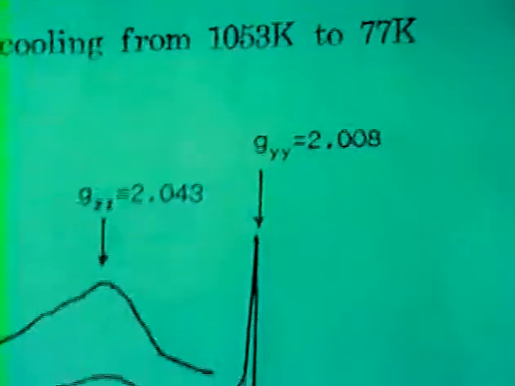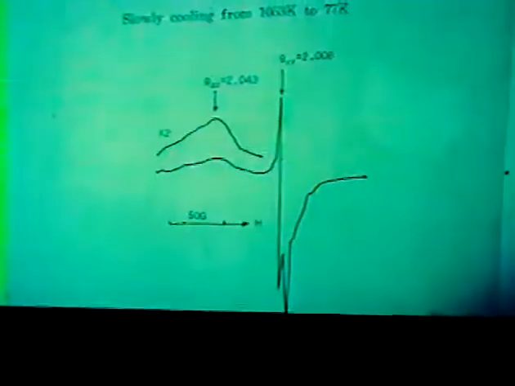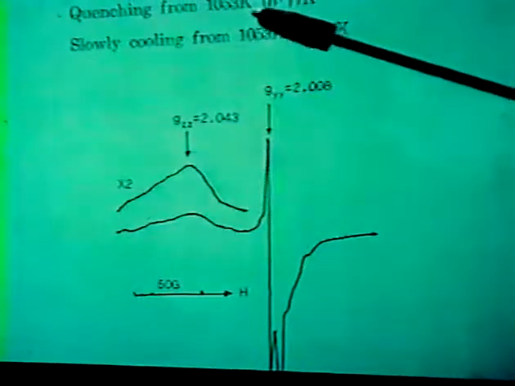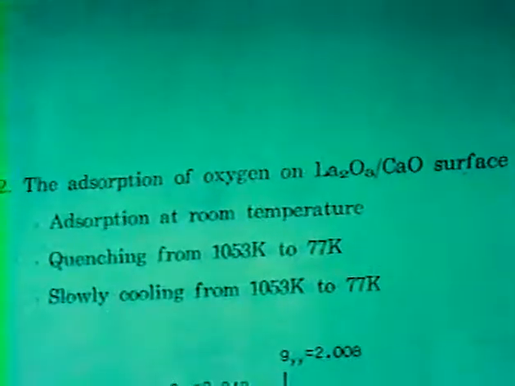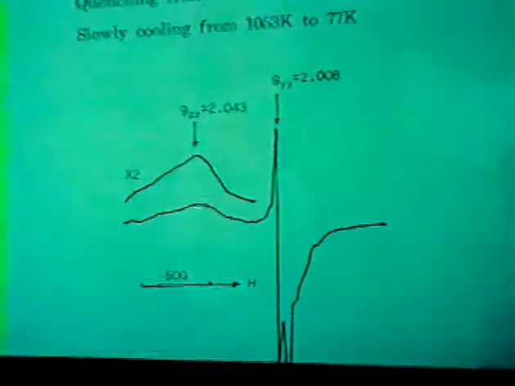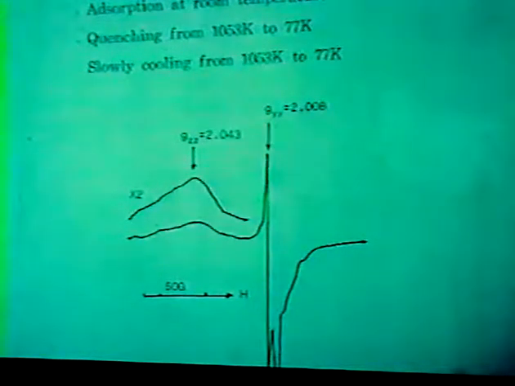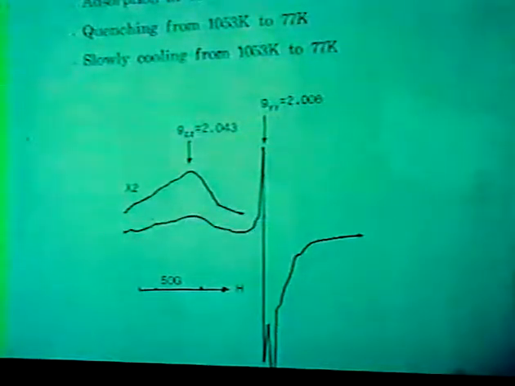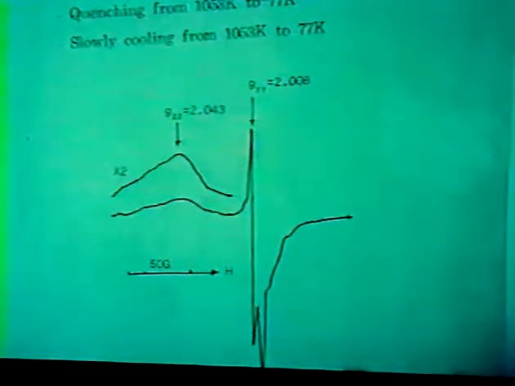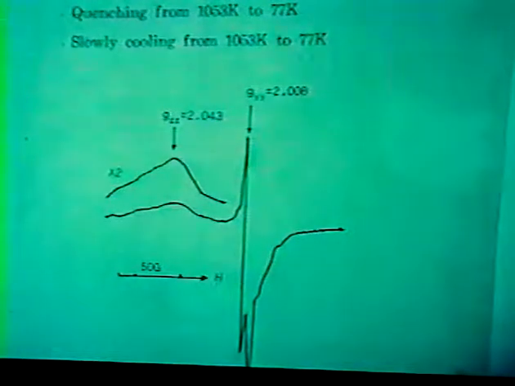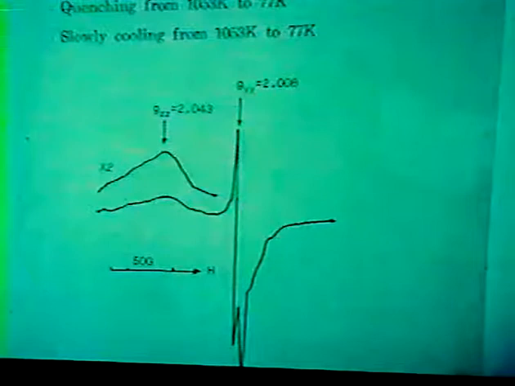This is the EPR spectrum of superoxide ions obtained by oxygen adsorption on the catalyst at room temperature. This signal was also obtained by quenching the sample from 1053 K to 77 K under oxygen atmosphere, or slowly cooling the sample from the high temperature to the low temperature. But in the latter two cases, the intensity of the EPR signals are much stronger than those obtained at room temperature. However, in the latter two cases, the same intensity of the signal was observed.